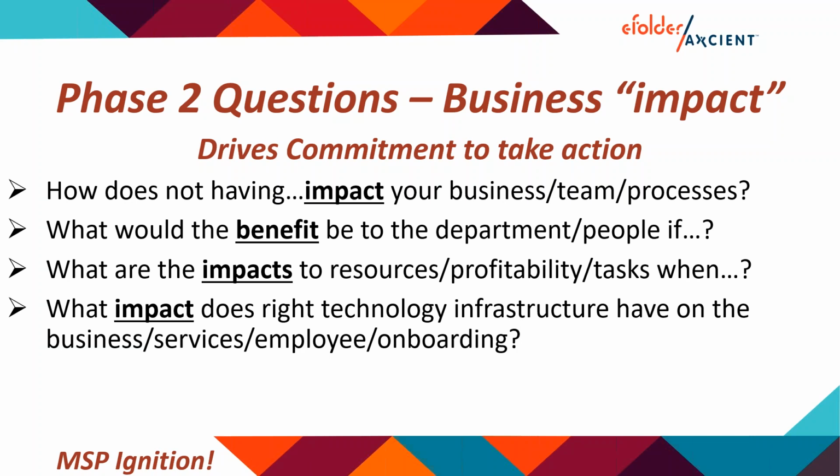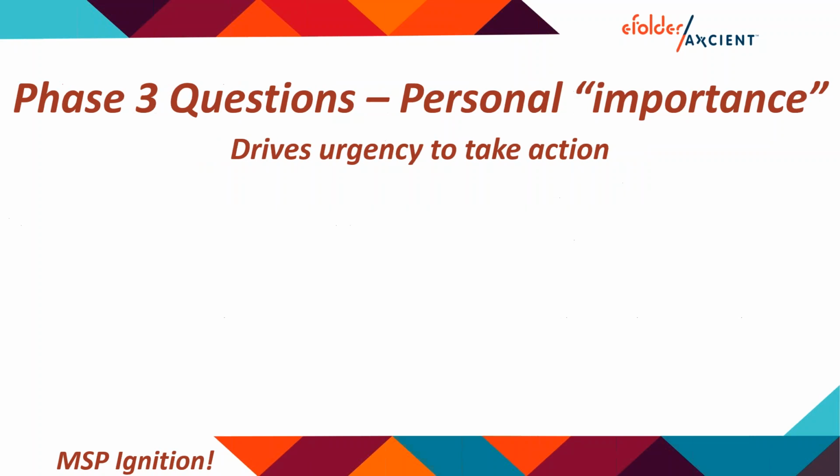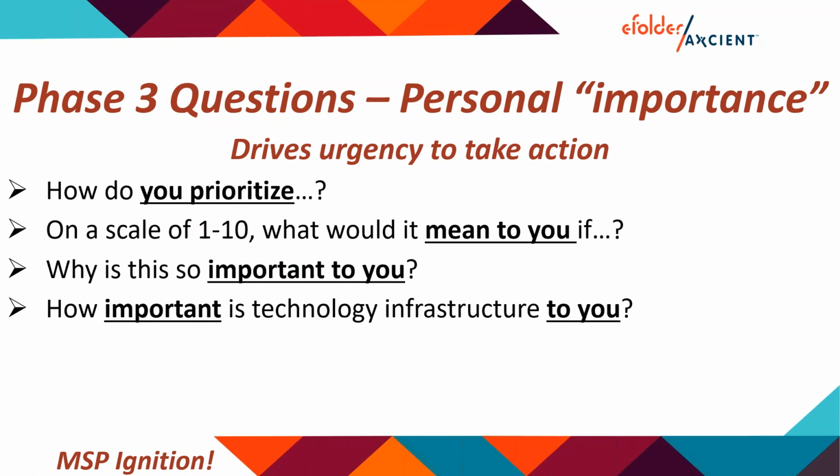Awesome. So then the third phase of questions that we really wanted to talk about are the personal importance style questions, right? Where phase 2 really talks about commitment, this phase really helps drive urgency, right? And trying to get them to take some sort of action on some type of timeline that you understand, right? And hopefully if it's urgent, it's sooner rather than later, right? And so you can really get an idea of what those are.